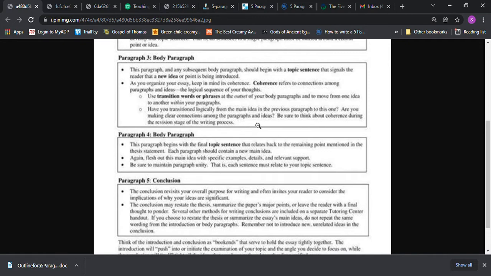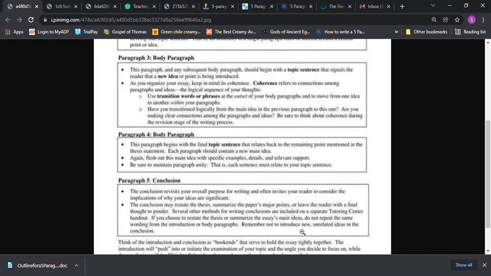And then there's paragraph 4 and paragraph 5. It says this paragraph begins with a final topic sentence that relates back to the remaining point mentioned in the thesis statement. Each paragraph should contain a new main idea. Again, flesh out this main idea with specific examples, detail, and relevant support. Be sure to maintain paragraph unity. And then it talks about the conclusion.